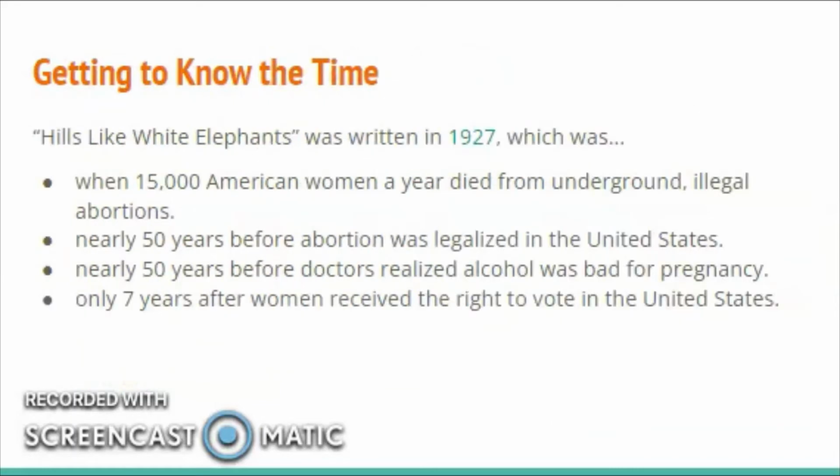In addition to knowing the author, it's really important that we know the time, because the time period in which a text is written is going to reveal a lot about that story for us. So Hills Like White Elephants was written in 1927, which was when 15,000 American women a year died from underground illegal abortions. Nearly 50 years before abortion was legalized in the United States. Nearly 50 years before doctors realized alcohol was bad for pregnancy. And only 7 years after women received the right to vote in the United States.